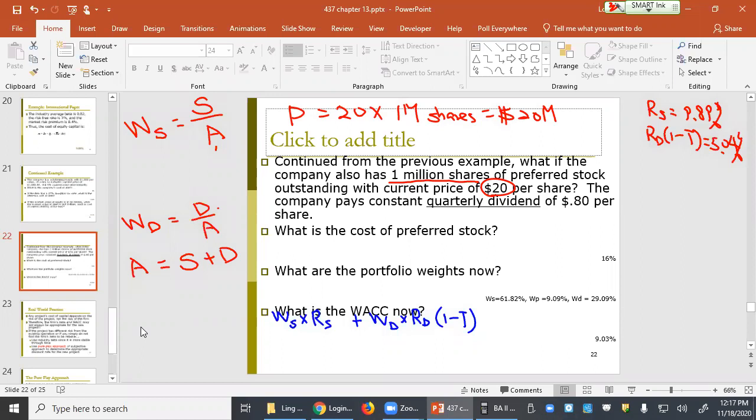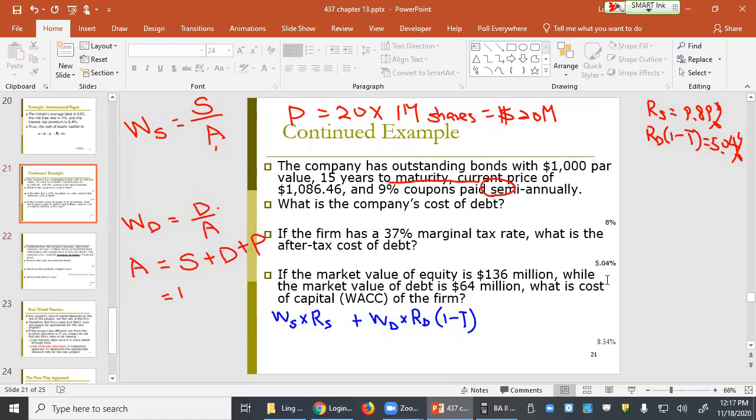Okay. So with that, we can calculate for the market value of assets, which will be the sum of market value of equity plus market value of debt plus market value of preferred stock. So this is 134 or 136? 136 million plus 64 million plus 20 million. So we'll have a total of $220 million, okay, as market value of assets.